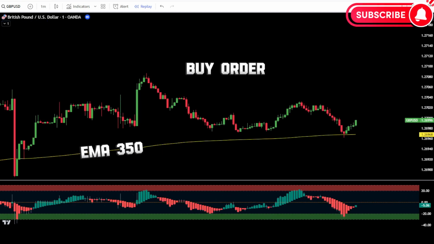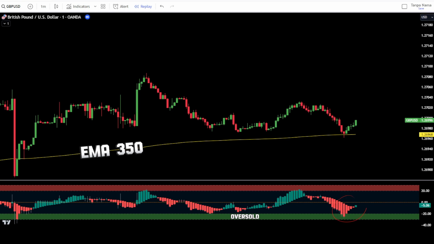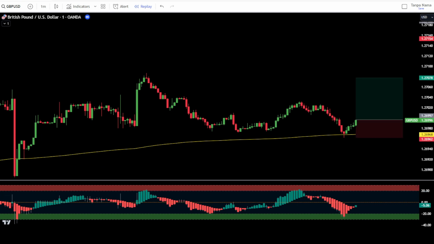If the candlestick is above the Exponential Moving Average or EMA 350, focus on entering a buy position. Wait until the Heikin Ashi RSI Oscillator candlestick enters the oversold area. Once the Heikin Ashi RSI Oscillator candlestick has exited the oversold area and changed color from red to green, ensure that the price candlestick is bullish. If all conditions are met, you can execute a buy entry after the closing of the price candlestick. Place a stop loss at the most recent swing low. Target your take profit using a risk and reward ratio of 1 to 1.5.